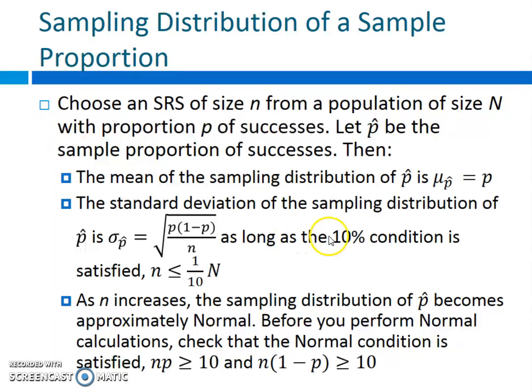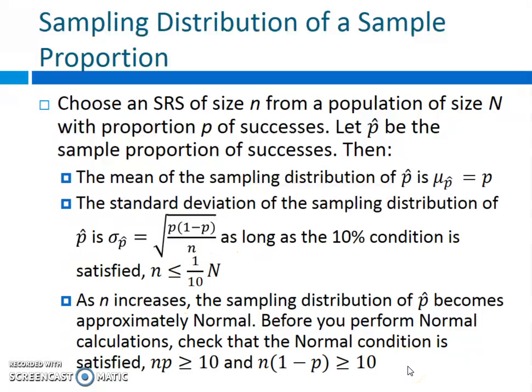And it says as long as the 10% condition is satisfied. Now, what is the 10% condition? In the first section, I told you it was very important. I didn't say that right. Your sample can't be bigger than 10% of your population. There you go. Yes, your sample has to be less than 10% of your population.